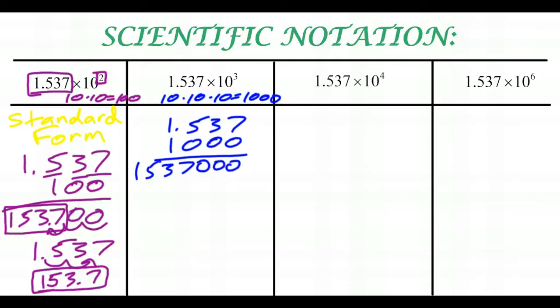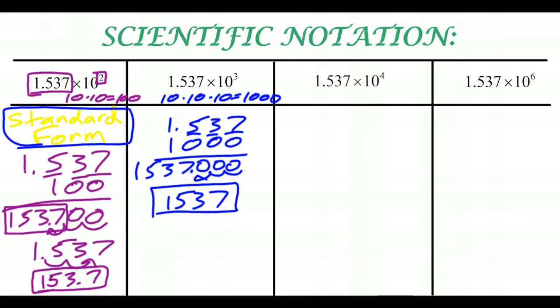0, 0, 0, 7, 3, 5, 1 from right to left. 1, 2, 3 decimal places. 1, 2, 3 gives you a product of 1,537. Now this is a number in what we said was standard form. One that doesn't have powers of 10 attached to it. It's just a number. Could be a decimal, could be a whole number. Well, I guess particularly the whole numbers and decimals, not the fractions. But this is called standard form.